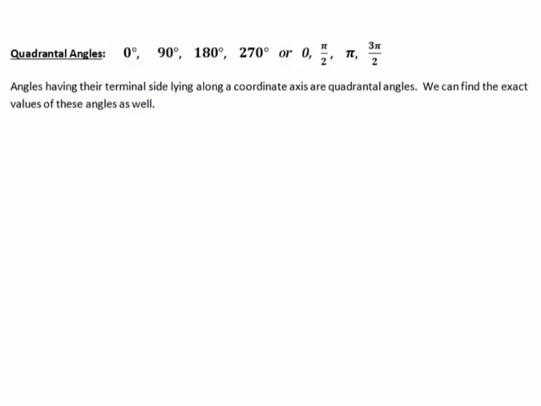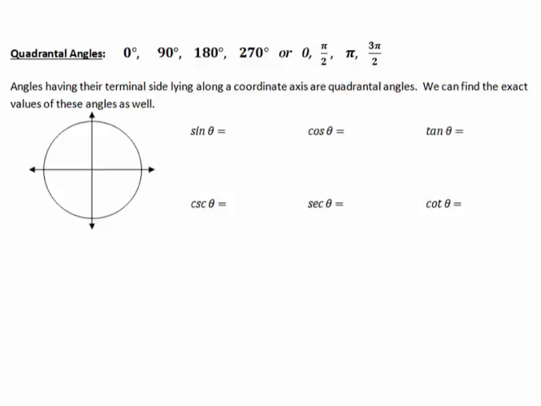And there are other angles we can find the exact values for. These are what are called the quadrantal angles. And the quadrantal angles are angles that have their terminal side lying along the coordinate axis. What that means is we want to find angles where a circle crosses the axis. These points: 0, 90, 180, 270, or multiples of pi over 2.